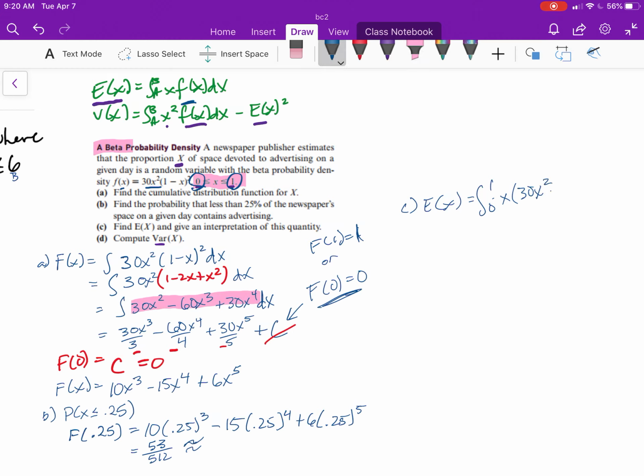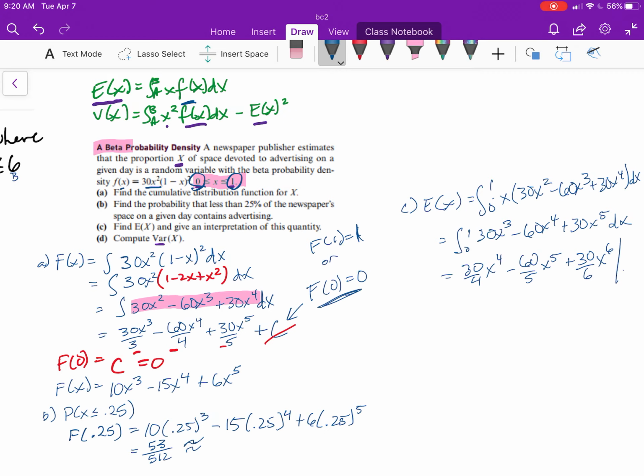So 30x squared minus 60x to the third plus 30x to the fourth. So 30x to the third minus 60x to the fourth plus 30x to the fifth. Okay, pretty basic integral again, just a polynomial. So 30 over 4 x to the fourth minus 60 over 5 x to the fifth plus 30 over 6 x to the sixth, ranging from 0 to 1. Okay, we like the 0 and 1, right?